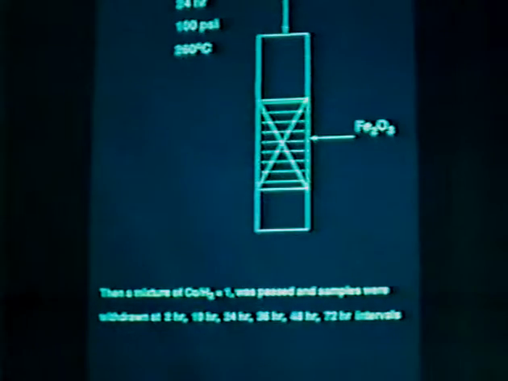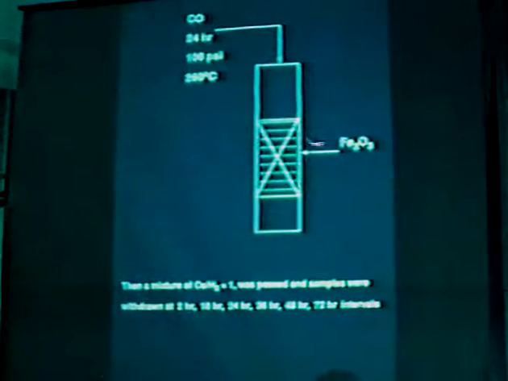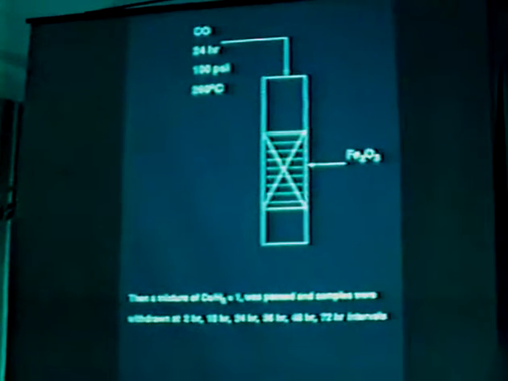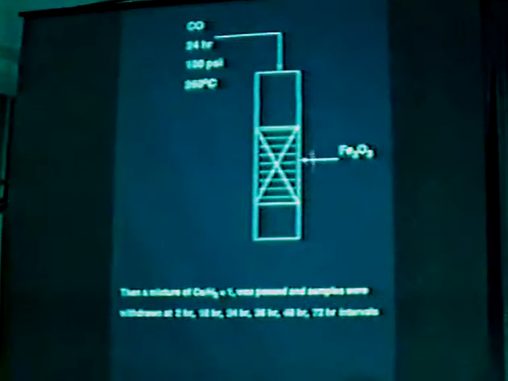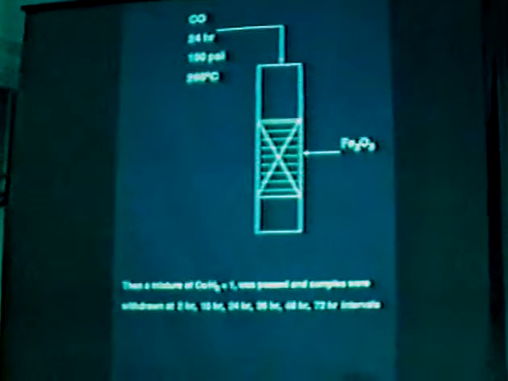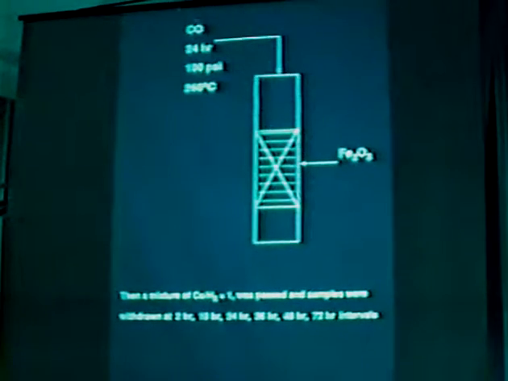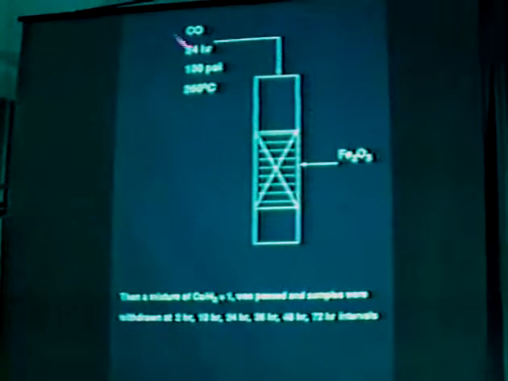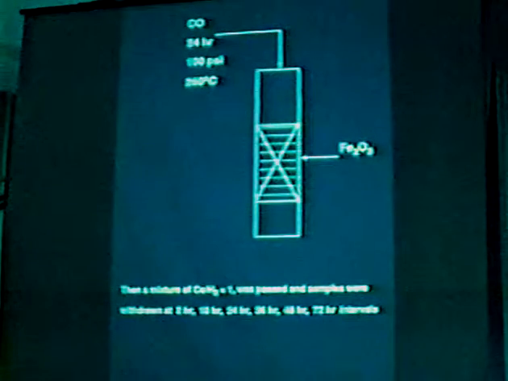Now, this was subjected to the Fischer-Tropsch synthesis reaction. For this, we took about 2 grams of iron oxide catalyst and put it in the continuous stir tank reactor. Then we pre-treated this catalyst by passing carbon monoxide for about 24 hours at 100 psi and at about 260 degrees Celsius. This pre-treatment appears to give better activity than without the pre-treatment. So that's the reason the pre-treatment was given with carbon monoxide at this temperature for about 24 hours.